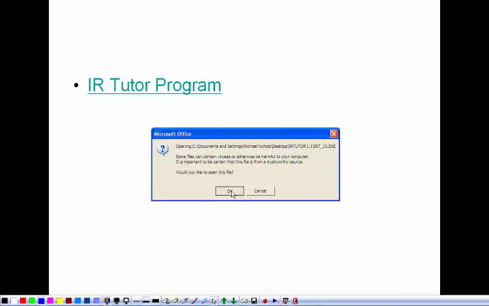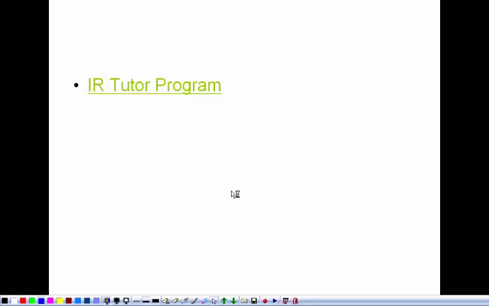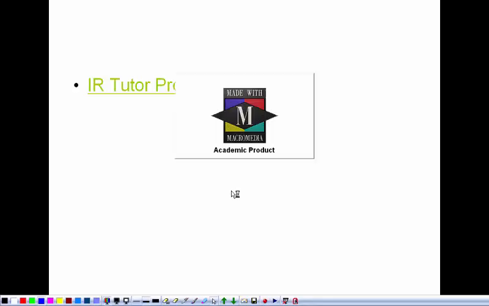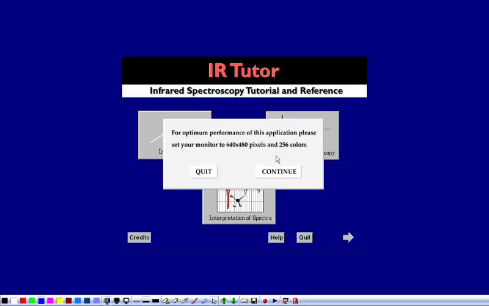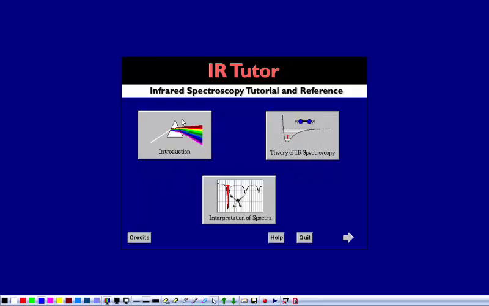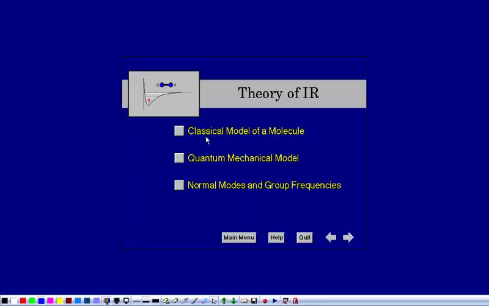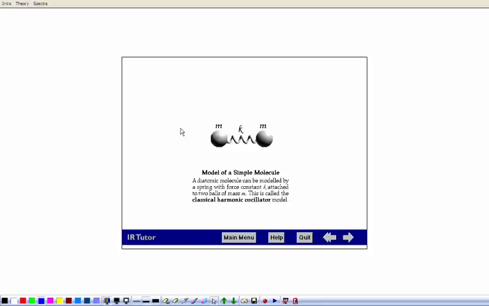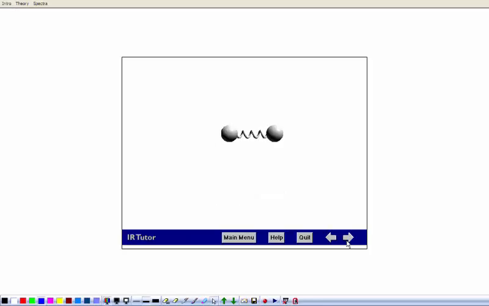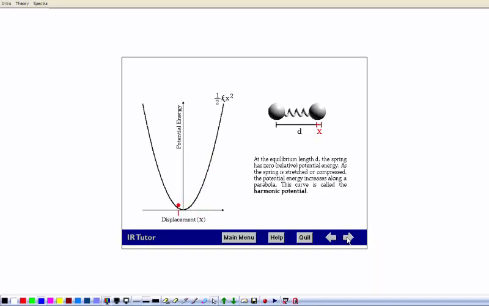I have a program called the IR Tutor that will show a little bit of how these molecules absorb with animations. So if I have my diatomic molecule vibrating back and forth, it's that vibrational frequency that is in the infrared region. Each diatomic molecule would have a slightly different frequency, so you could excite it using different wavelengths of light.